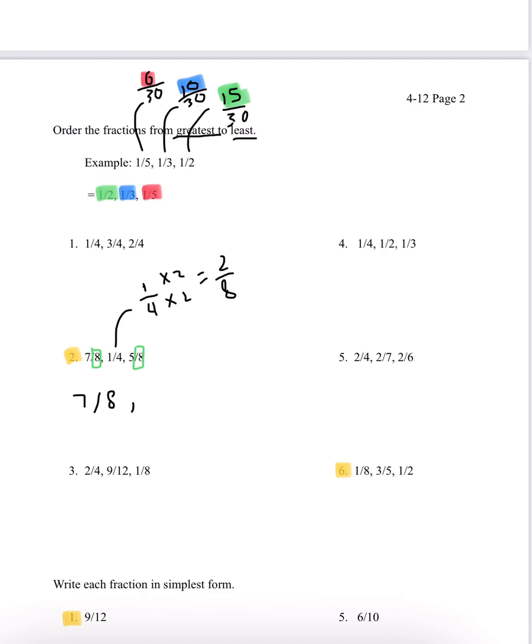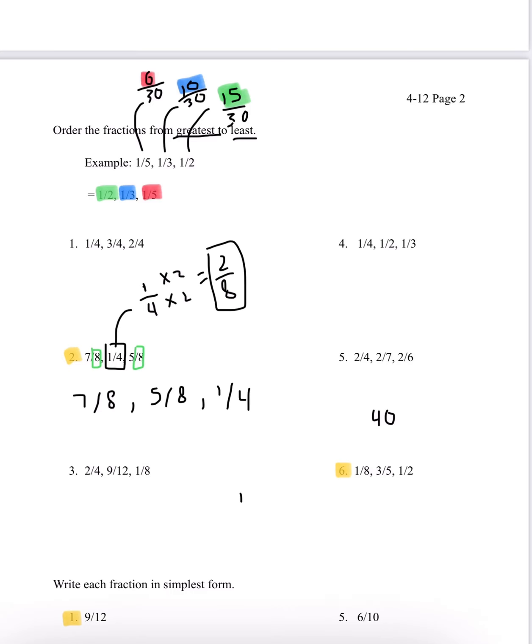Second, 5 is greater than 2, so it's going to be 5 over 8. And then we know that 2 is the smallest, so we're going to write 1 over 4. We write 1 over 4 instead of 2 over 8, since 1 over 4 is our actual number, and this is the number we just converted into. Then 6, we have 1 over 8, 3 over 5, 1 over 2. And our common denominator for this one is going to be 40.